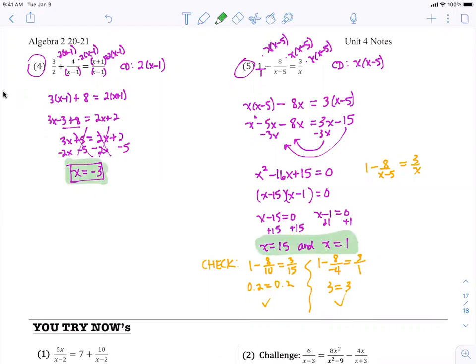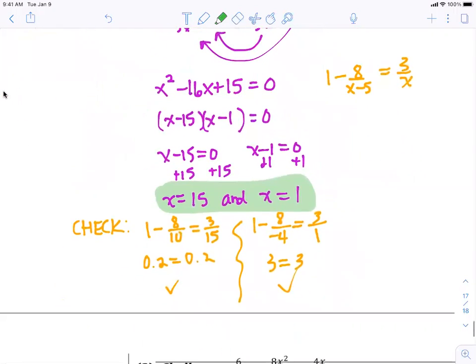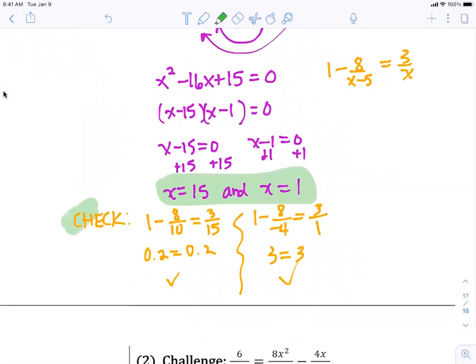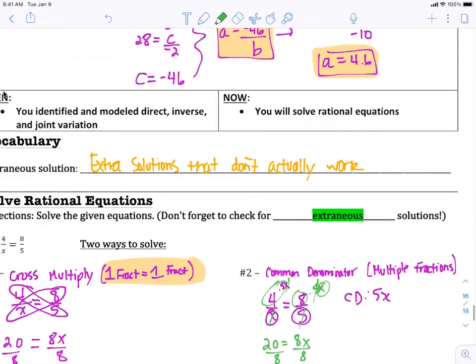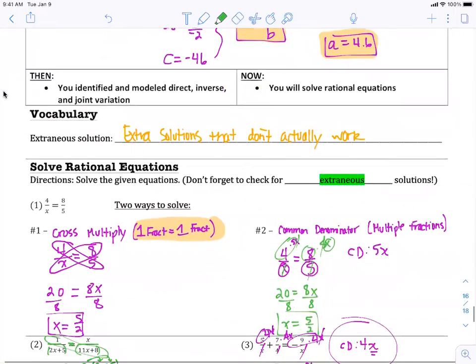Now, there's one other note to keep in mind when solving rational equations, and that is you really do always want to check your answer. There are some problems that we go through, and this brings us back to the vocabulary from the first page. Anytime you solve using the common denominator method, or either method actually technically, you have to make sure that there aren't any extra solutions that are produced. Remember, those are called extraneous solutions.